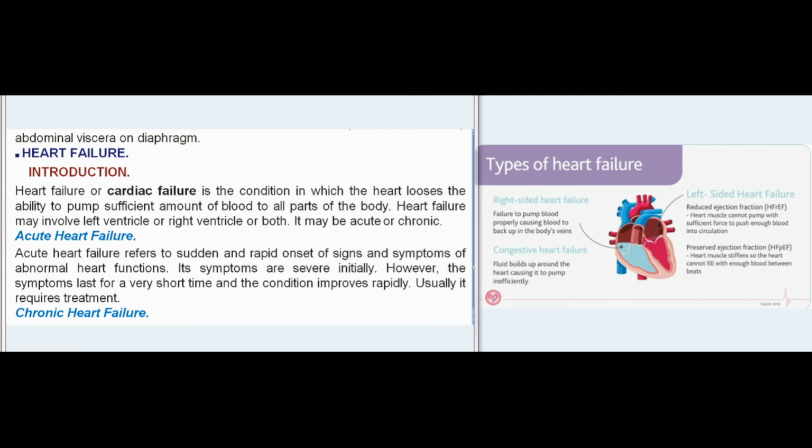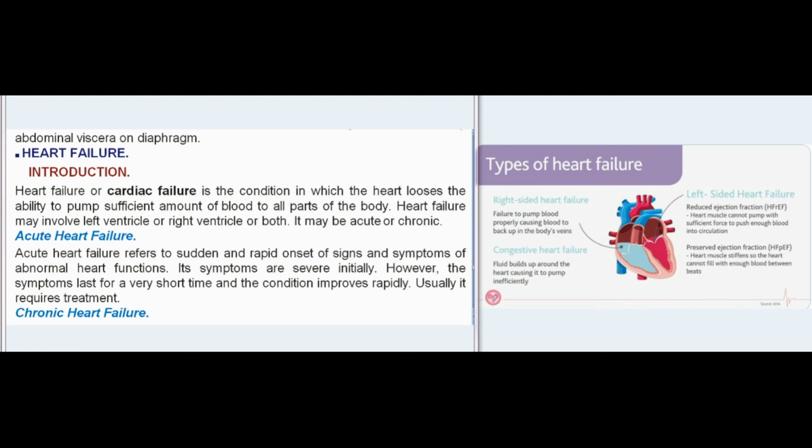Heart failure. Introduction. Heart failure or cardiac failure is the condition in which the heart loses the ability to pump sufficient amount of blood to all parts of the body. Heart failure may involve left ventricle or right ventricle or both. It may be acute or chronic.